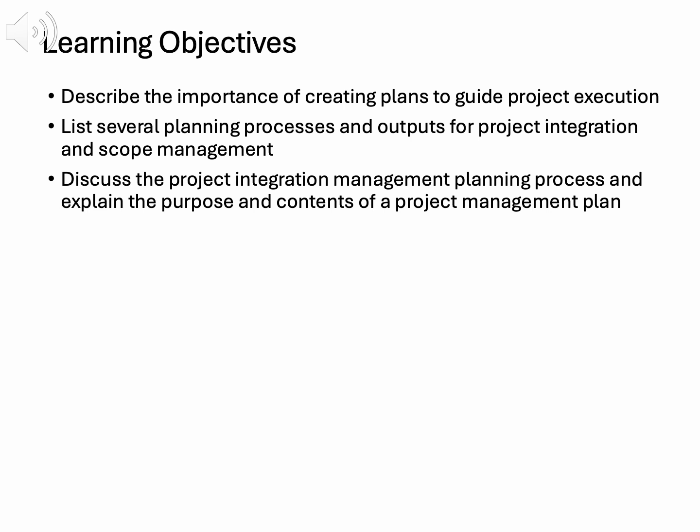Next, we'll list planning processes and outputs for project integration and scope management. Integration management coordinates all project aspects, producing a project management plan. Scope management includes defining requirements, creating a scope statement, and developing a work breakdown structure, WBS. These processes create documents that keep projects focused and measurable.